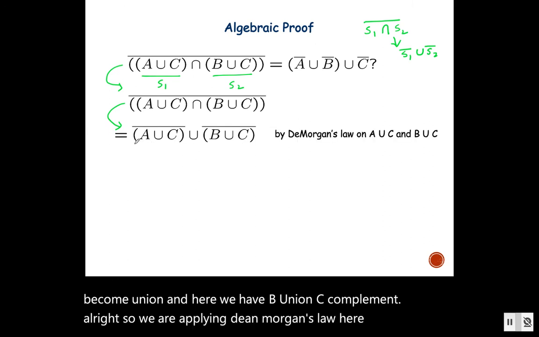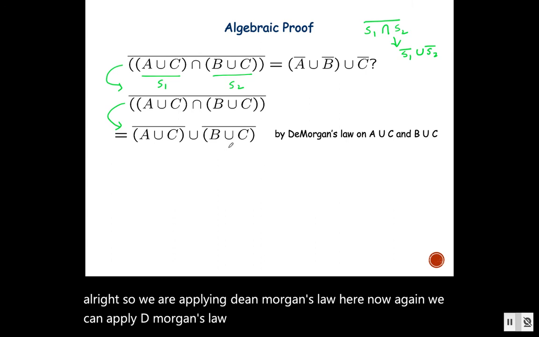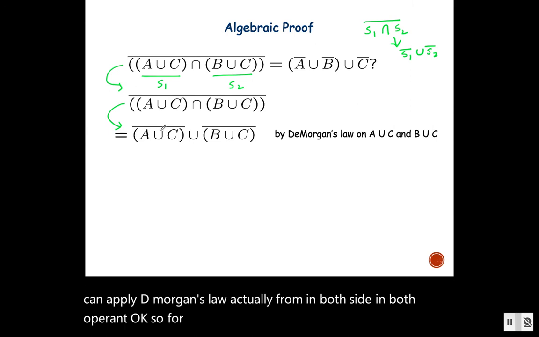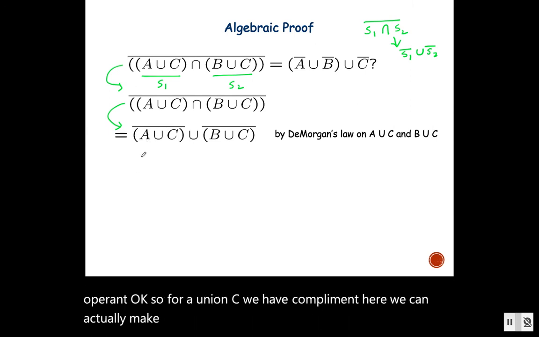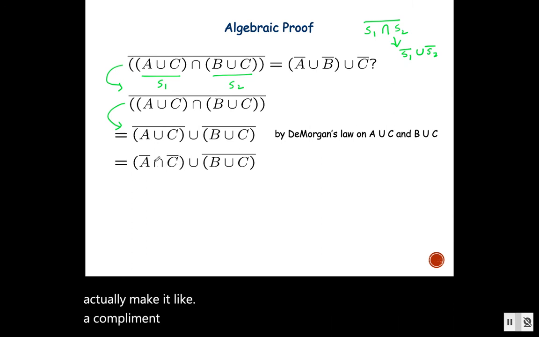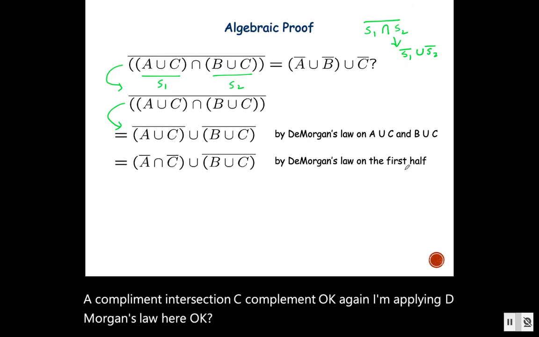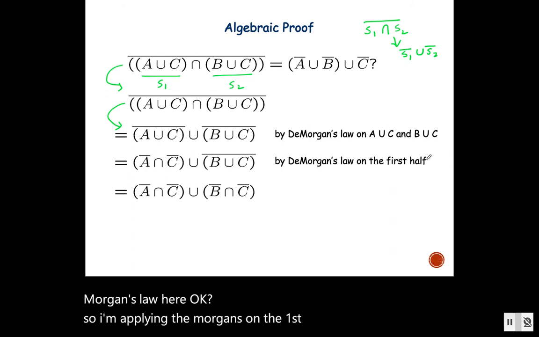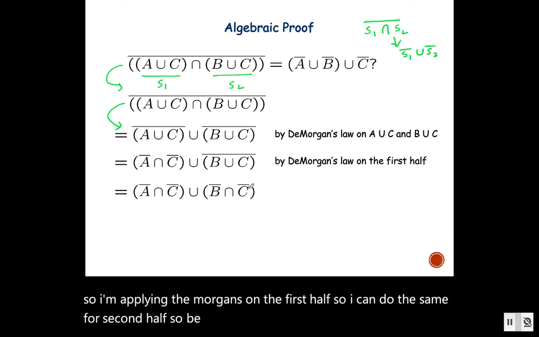Now again we can apply De Morgan's law on both operands. For a union c complement, we can make it a complement intersection c complement. Again I'm applying De Morgan's law here. I applied it on the first half, so I can do the same for the second half: b complement intersection c complement.